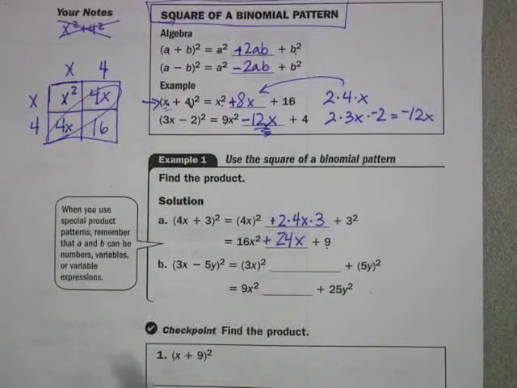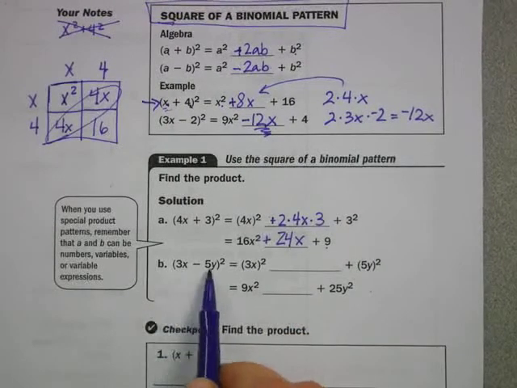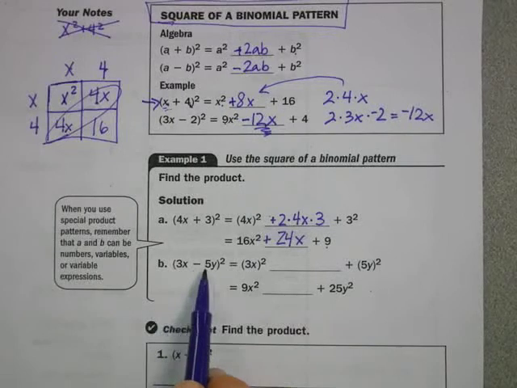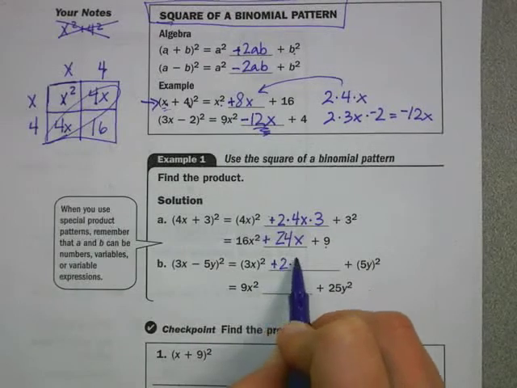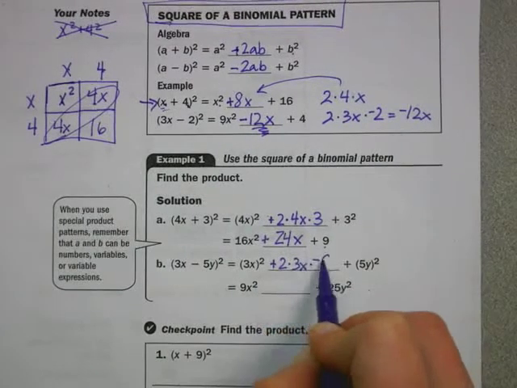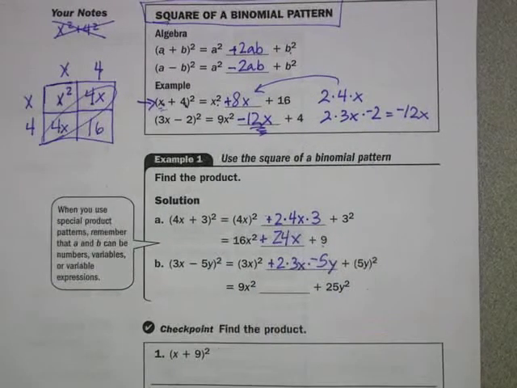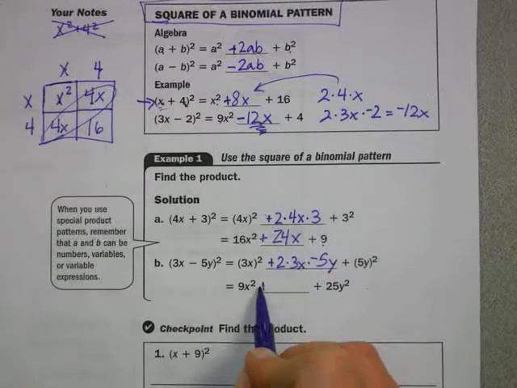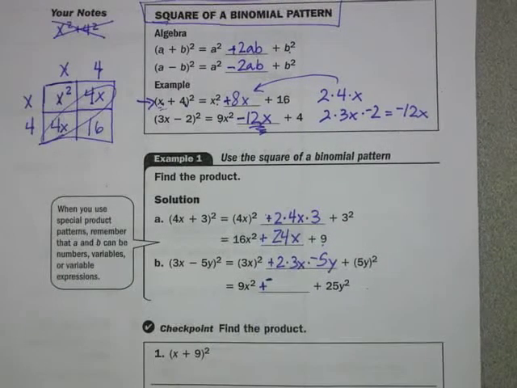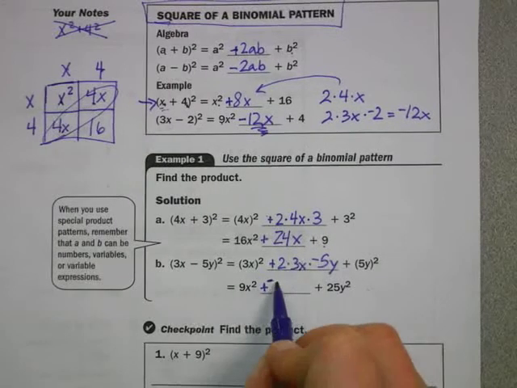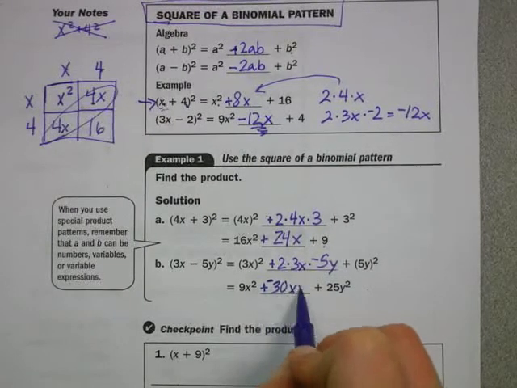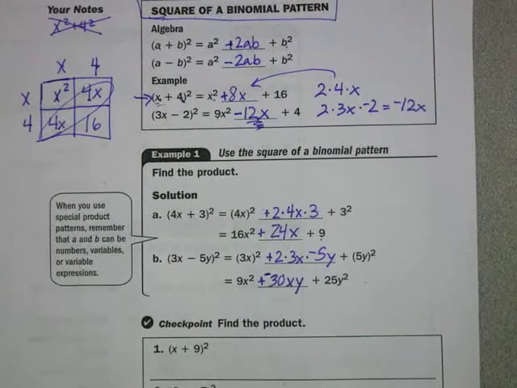Binomial, minus sign in between, multiply them together. So 3x times negative 5y times 2. So 2 times 3x times negative 5y, sorry. So that becomes, oops, plus a negative. I should have just left it as a minus sign. It's the same thing. It's okay. 2 times 3 is 6 times 5 is 30, and it's an xy. The 9x squared's in front, the 25y squared's in the back.